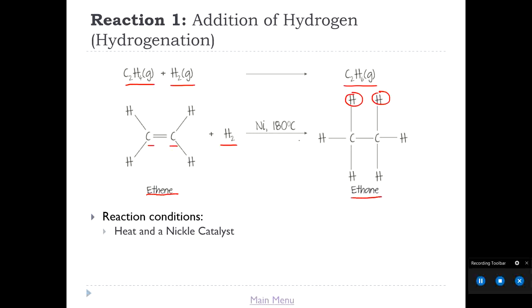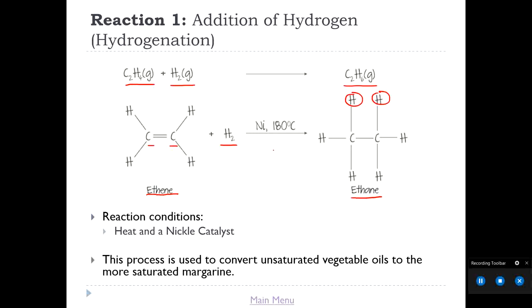In order to perform this reaction, to go from an alkene to an alkane, we have to heat it. So it requires reaction conditions of up to 180 degrees Celsius and a catalyst, in this case nickel. There are other catalysts that can be used, like palladium, for example, but nickel is much cheaper. So you're not spending a ton of money trying to get and reuse the palladium catalysts.